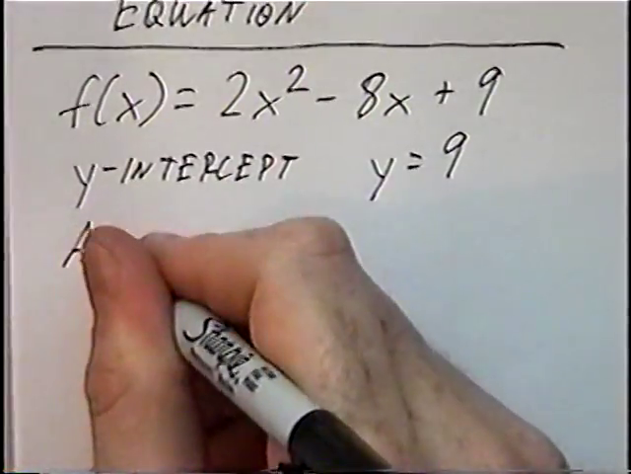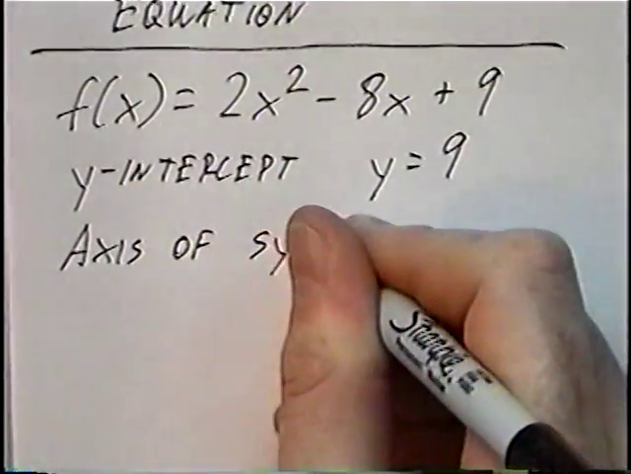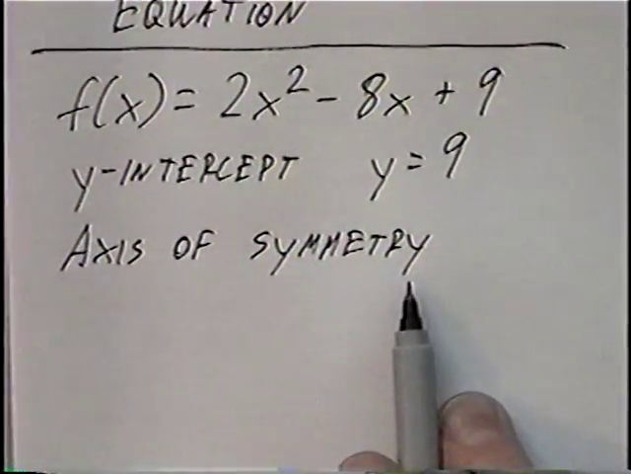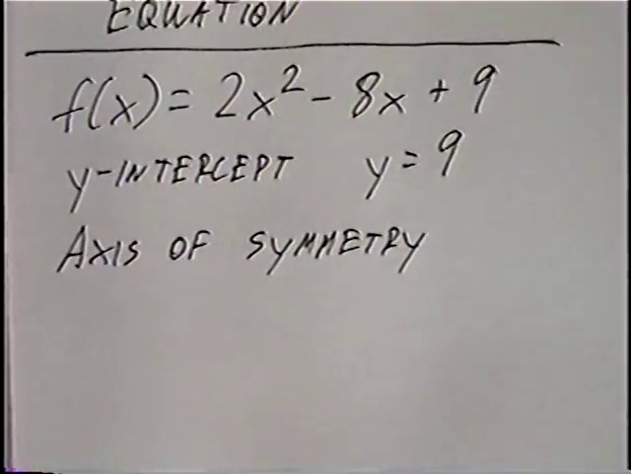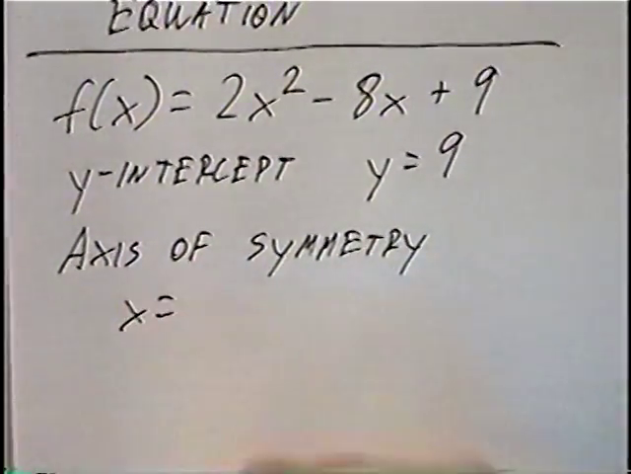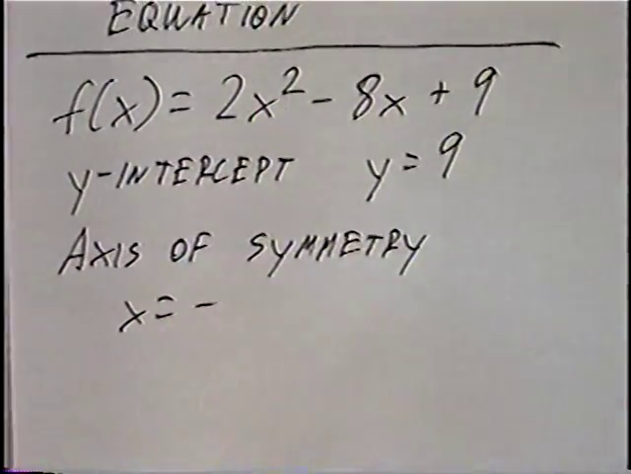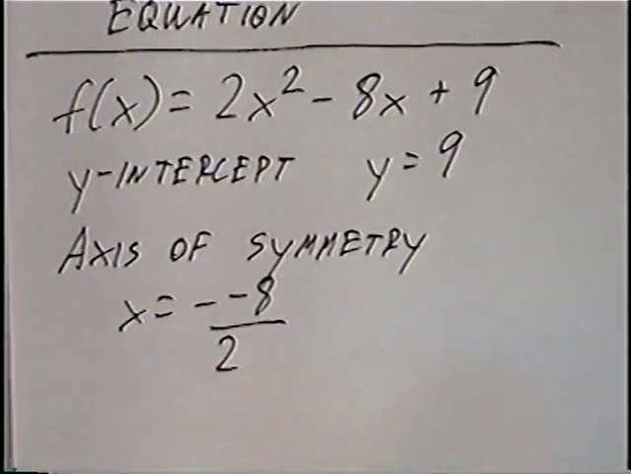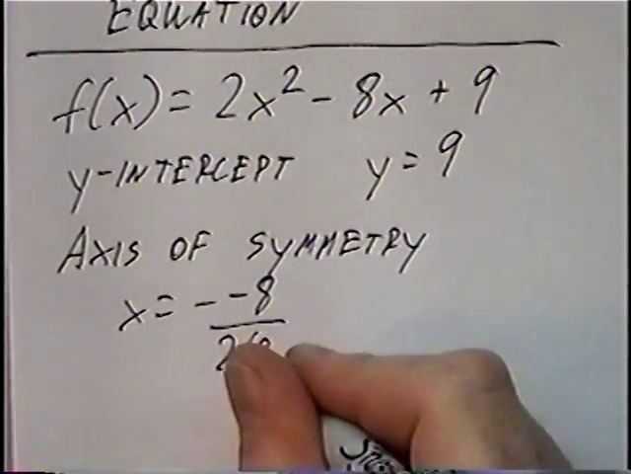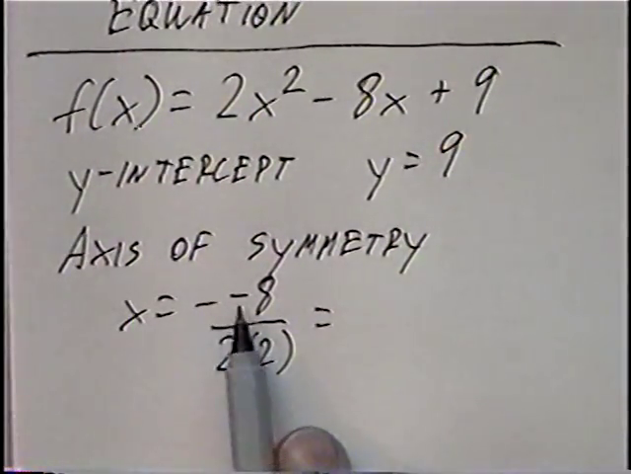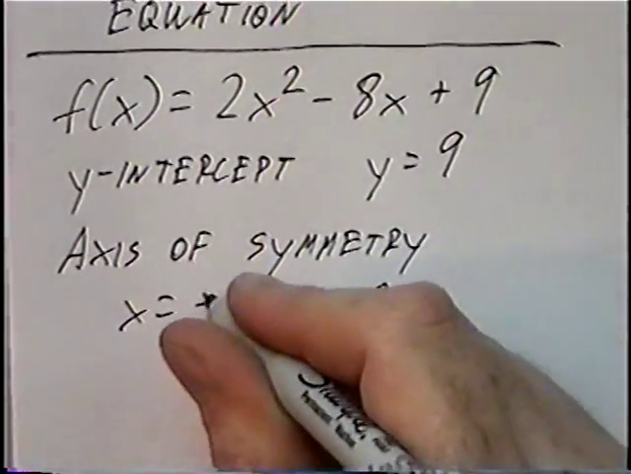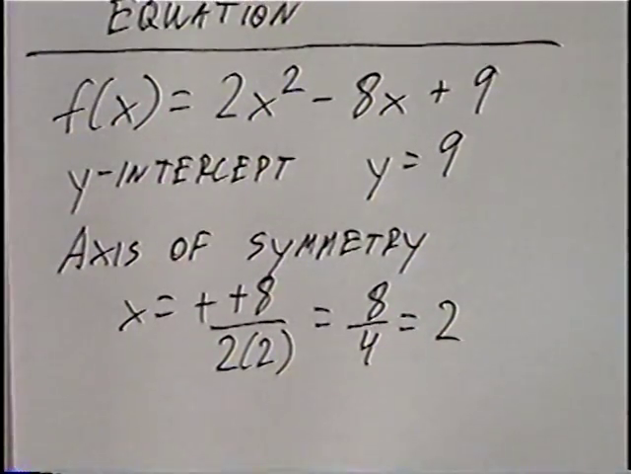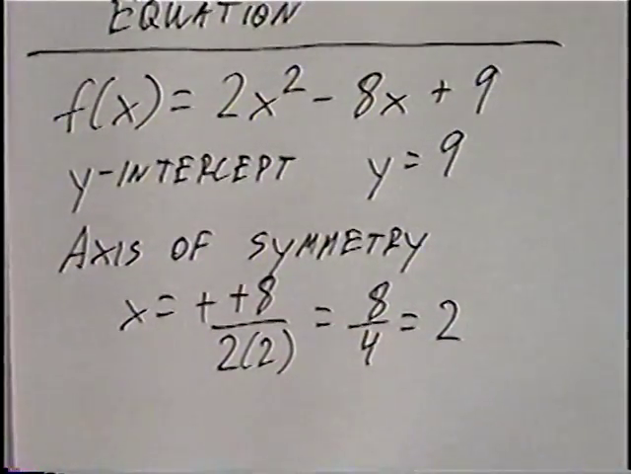We'll also have the axis of symmetry. Axis of symmetry will be the line down the middle of the graph that makes the graph symmetrical. This will be x equals negative b over 2a. B in this case is negative 8. So we'll have negative negative 8 over 2 times a, or 2 times 2. Negative negative 8 would be positive 8. 2 times 2 would be 4. 8 divided by 4 would be 2. So the axis of symmetry would be at x equals 2.